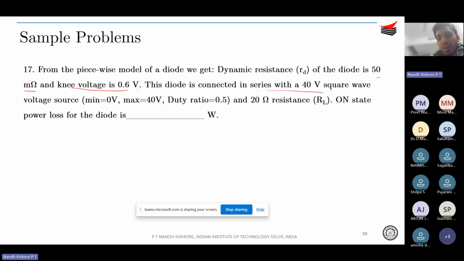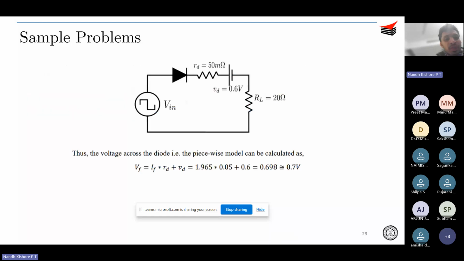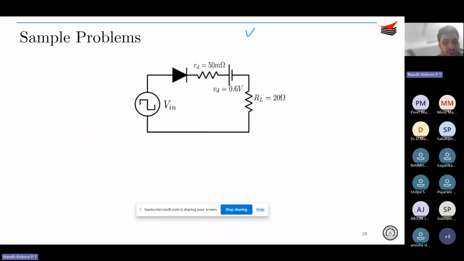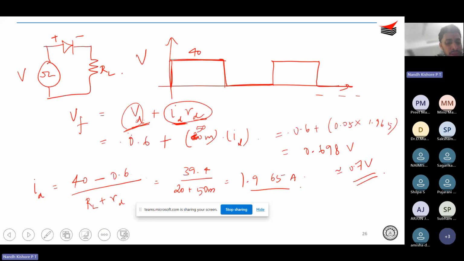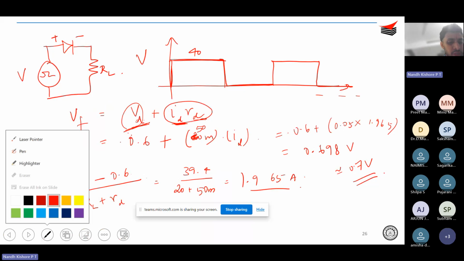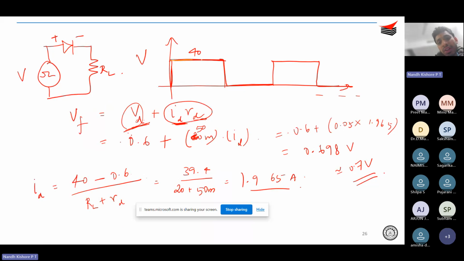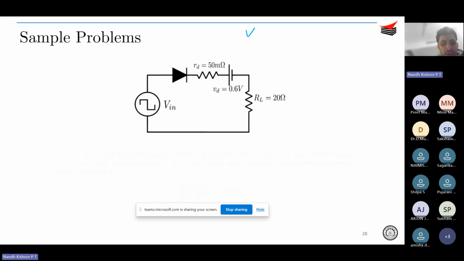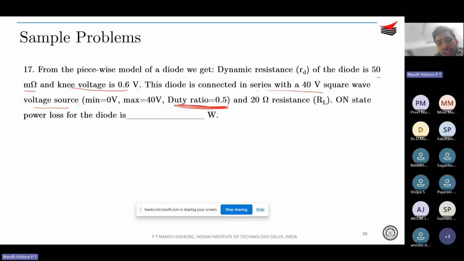The diode is connected in series with a 40 volt square wave voltage source. Fine till this point, but the point is the duty ratio of 0.5. Earlier they did not mention what the duty ratio is, so we assume that it's a constant voltage source. Previously also I drew it something like this, but since they did not mention the duty ratio, we can assume that it's a constant voltage source of 40 volts. However, in this particular problem, they are mentioning that the duty ratio is 0.5. Same problem, just the duty ratio is 0.5.